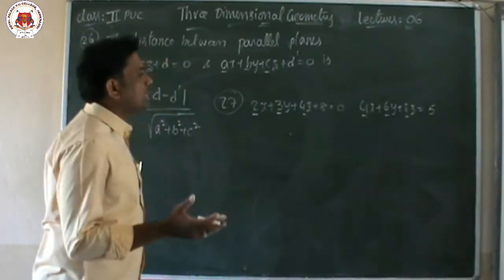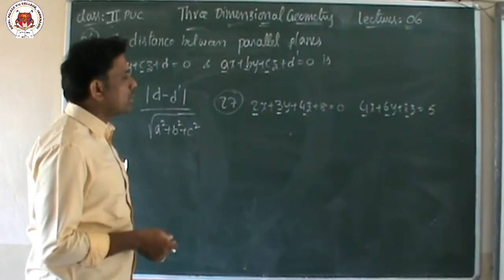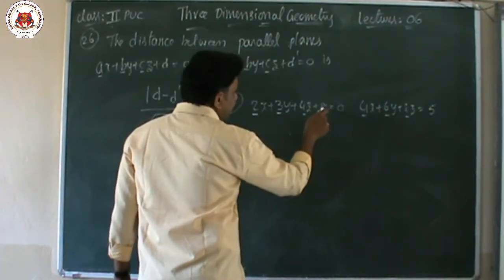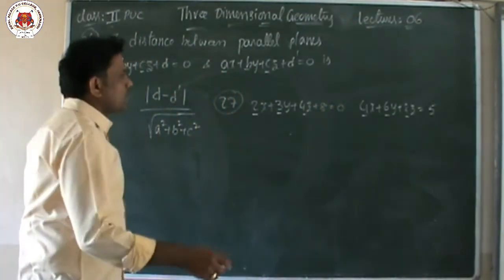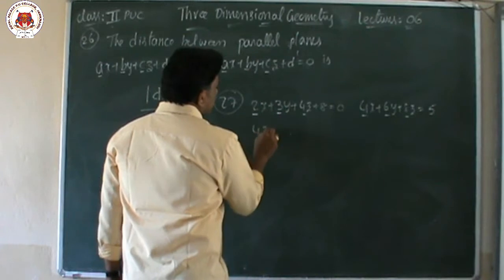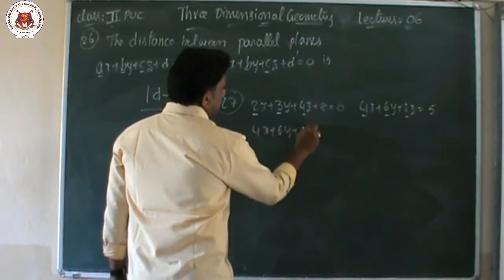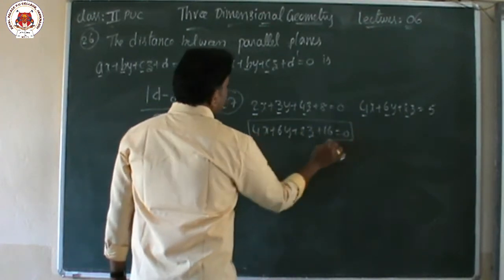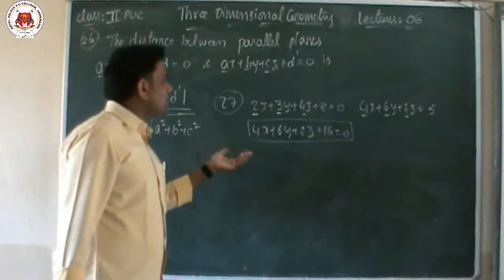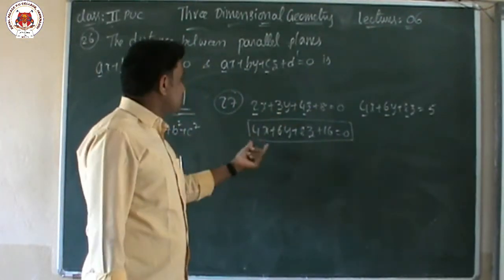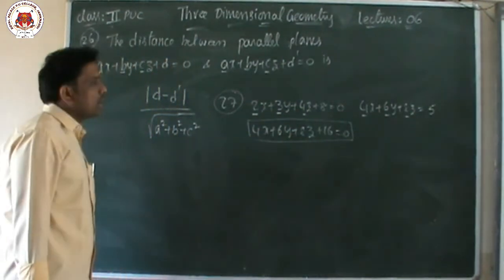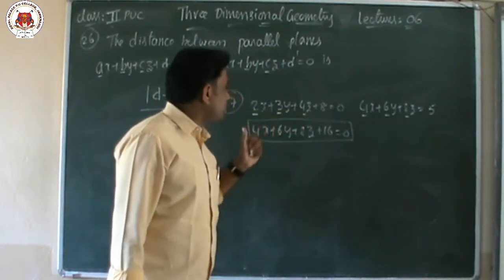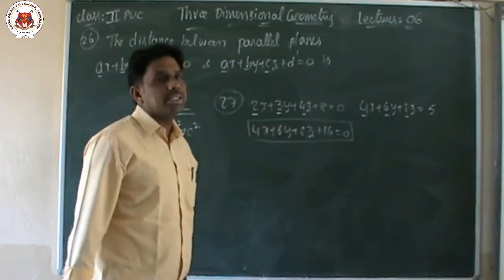First of all, we have to equate the x, y, z coefficients. How to make them equal? If you multiply the first plane by 2, then the coefficients will be the same: 2 twos are 4, 2 threes are 6, 2 fours are 8, and 2 eights are 16. Including the constant, we have to multiply. So this is the first important point: for finding the distance between two parallel planes, the x, y, z coefficients must be made equal. That means here 4, 6, 8 and there 2, 3, 4, so you multiply this one by 2. Then only the x, y, z coefficients will be the same.